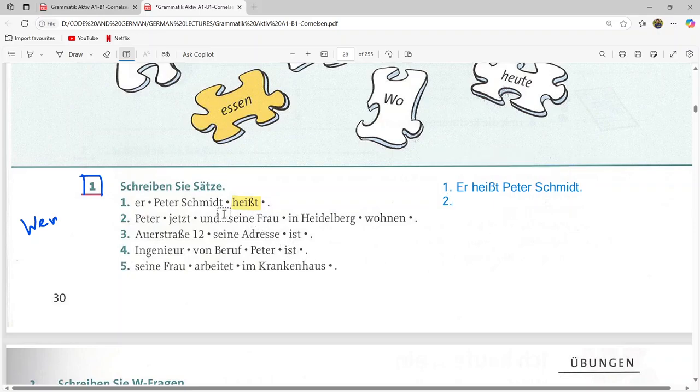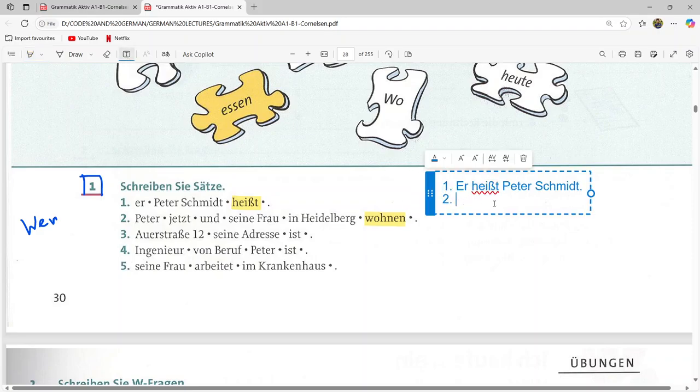Number 2 sentence. Find the verb at first. Peter ist und seine Frau in Heidelberg wohnen. Wohnen is the verb. Okay. So try to ask a question. Who lives in Heidelberg? Peter and his wife. Okay. So how will the solution be? Peter und seine Frau.